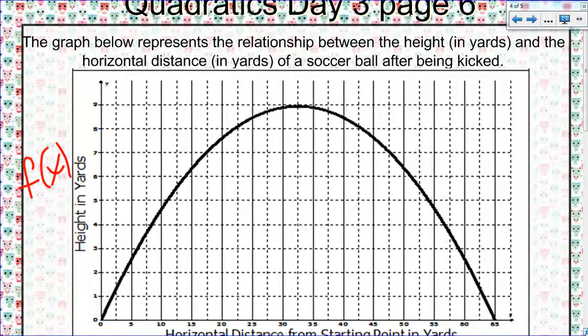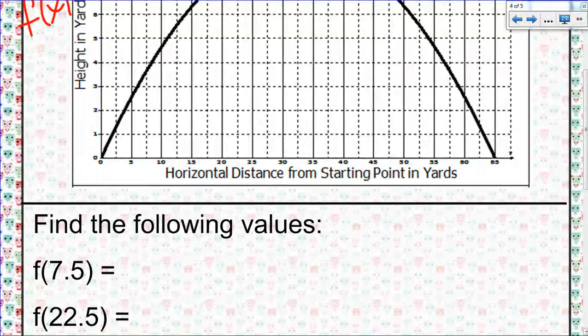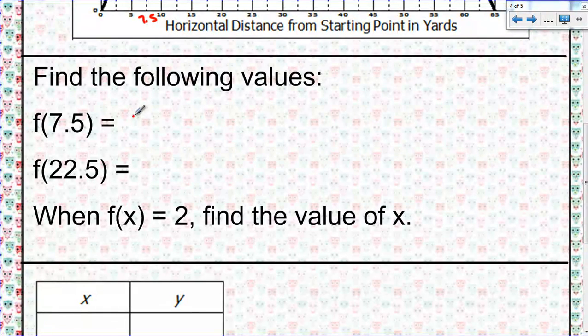So we're going to go look at our graph, and I want to know where x is 7.5. If you look at the picture here, it looks to me like every single line is worth 2.5. So this would be 2.5, this is 5, which would make this 7.5. And so they're asking me, what does y equal right there? Well, if I go over here to the side, I see that it's about 3.5. It's not exact, but it's close enough that we're going to call that 3.5.